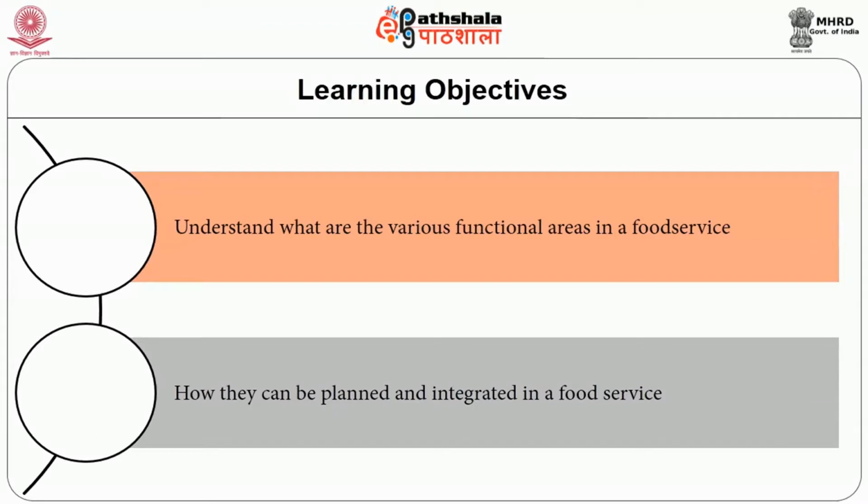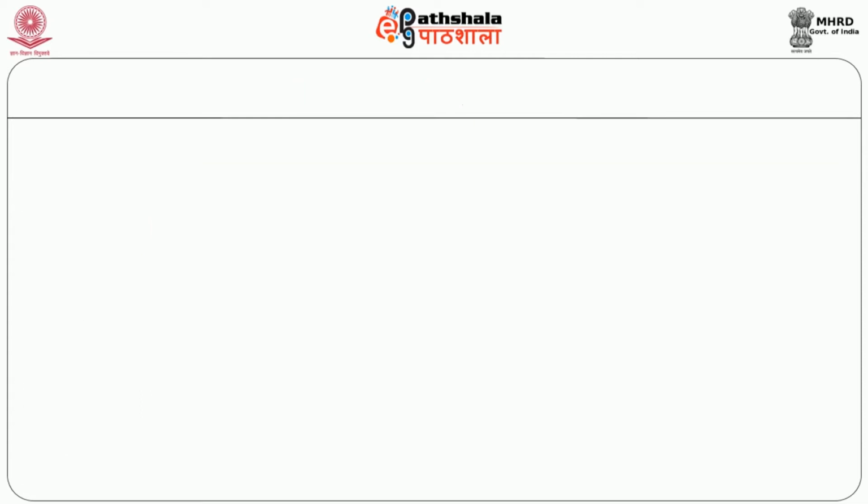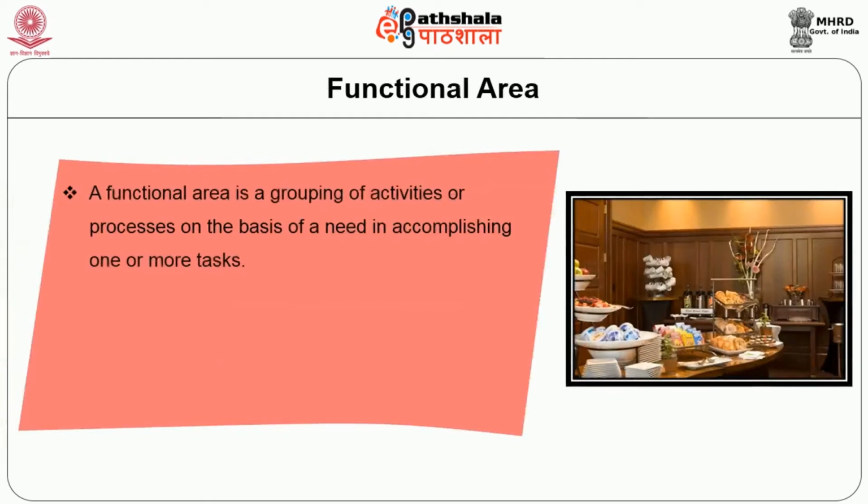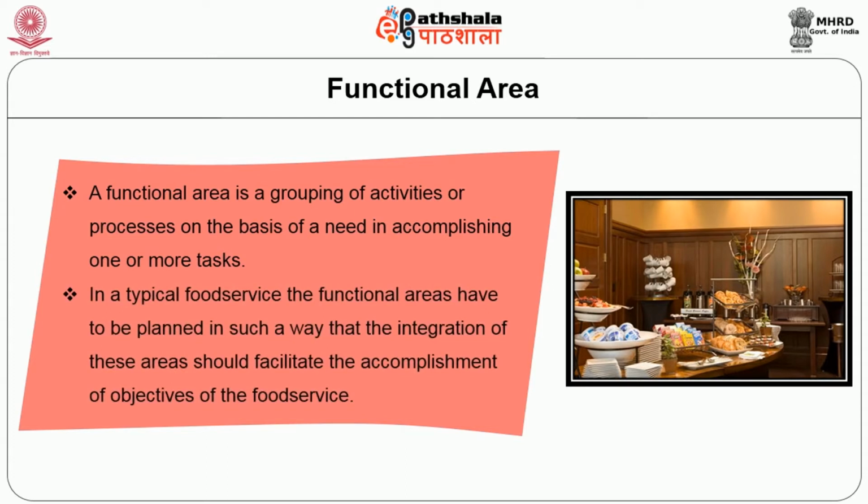When you finish, you should be able to understand what are the various functional areas in a food service, how they can be planned and integrated in a food service. Let us first start by knowing what is a functional area. A functional area is a grouping of activities or processes on the basis of a need in accomplishing one or more tasks. In a typical food service, the functional areas have to be planned in such a way that the integration of these areas should facilitate the accomplishment of objectives of the food service.